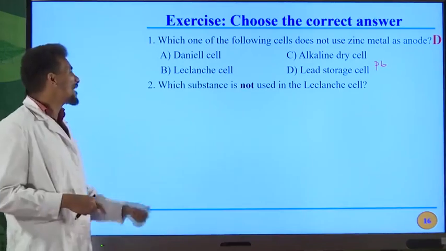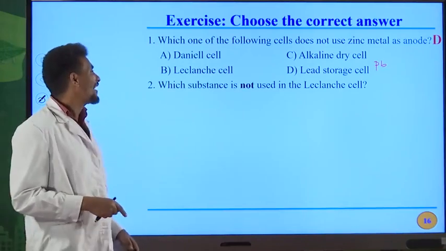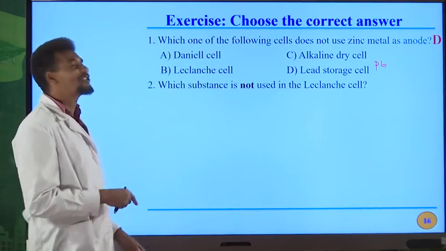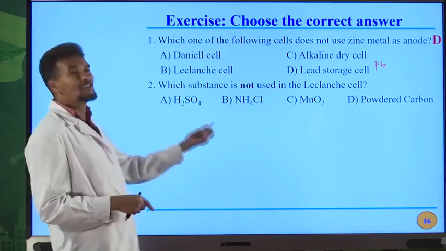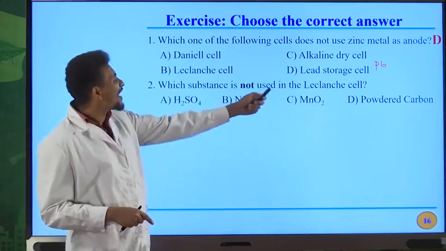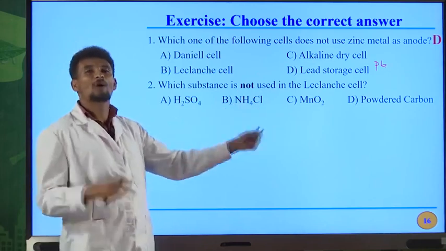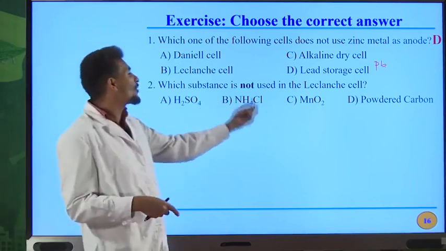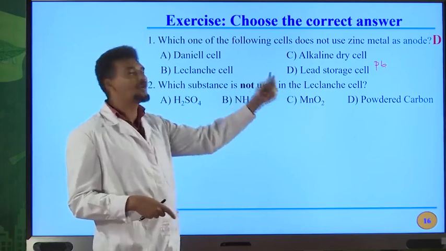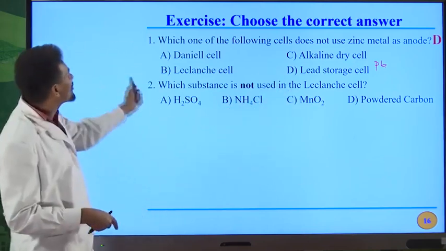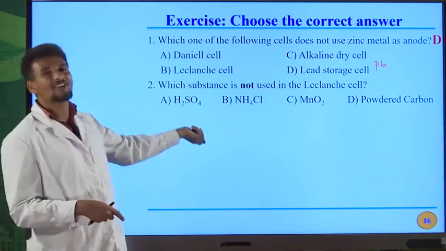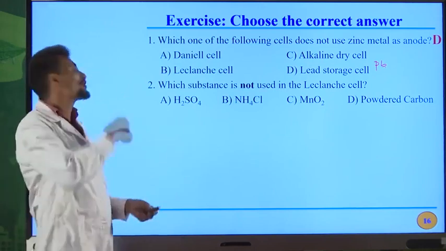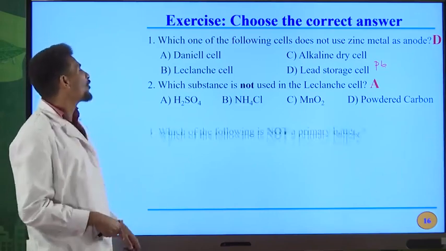Question number 2. Which substance is not used in the Leclanché cell, or zinc carbon dry cell? A. sulfuric acid, B. ammonium chloride, C. manganese dioxide, D. powdered carbon. I already told you that the electrolyte in the Leclanché cell is a paste of ammonium chloride, manganese dioxide, zinc chloride, and powdered carbon. Therefore, sulfuric acid is not used in the Leclanché cell. Sulfuric acid is used in the lead storage battery as its electrolyte. Therefore, the correct answer for question number 2 is A.